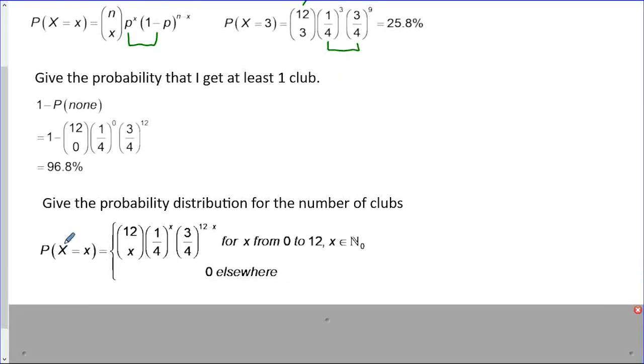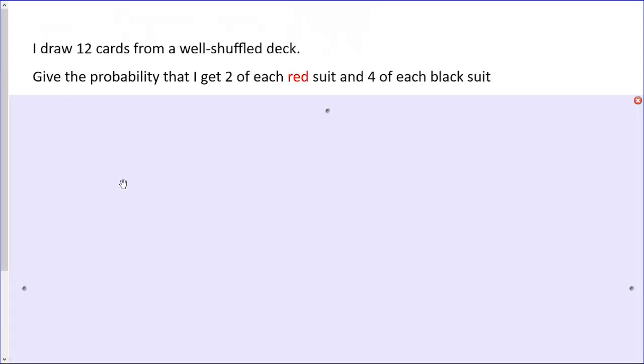The probability that the number of clubs, big X, is equal to X is 1/4 to the X, 3/4 to the 12 minus X. My coefficient here at the front is the sum of those two numbers and then either one of them. So 12 combination X. And X can take on any whole number value from 0 to 12 inclusive. The probability of any other outcome is 0. So we write 0 elsewhere. Remember this answer of 96.8% for the probability of at least 1 club.